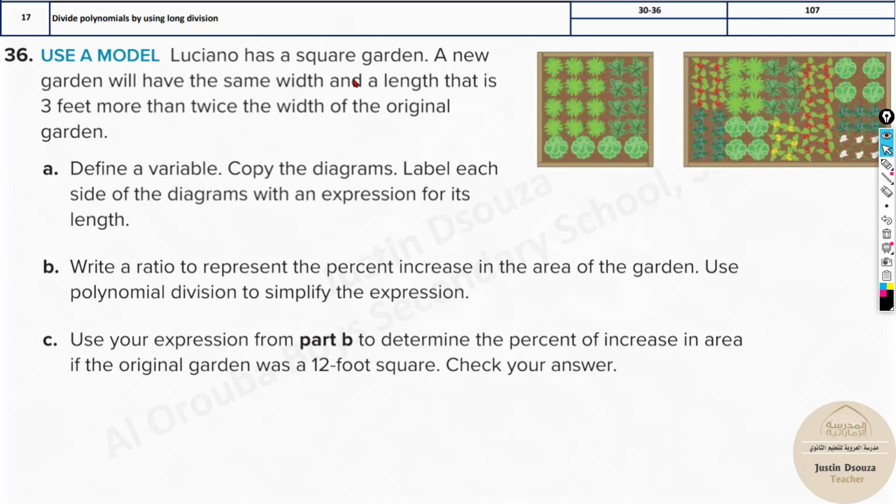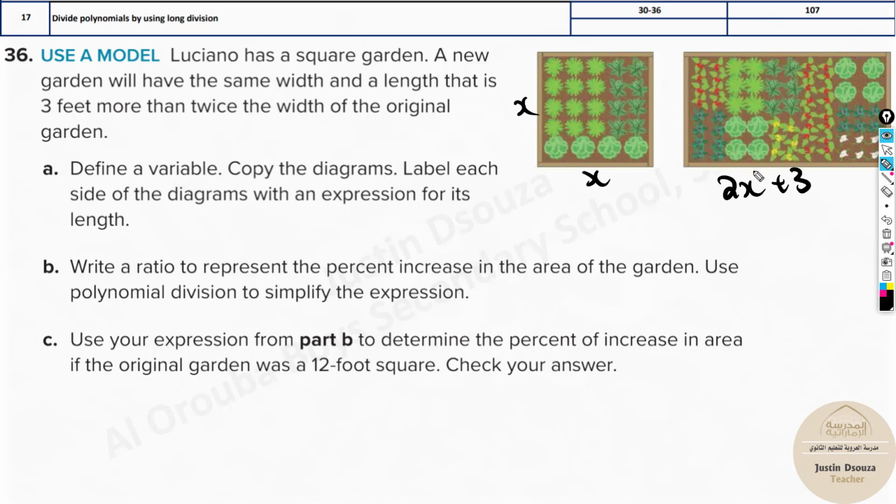Luciana has a square garden. A new garden will have the same width and a length that is 3 feet more than twice the width of the original garden. Okay. Now this is the garden, right? We don't know the value of this original garden. It's a square like x and x or anything, L and L, anything. Now the original garden will be this much. The new garden will be 3 feet more than twice the width. Now width is x, so 2x plus 3. This is what you're getting.